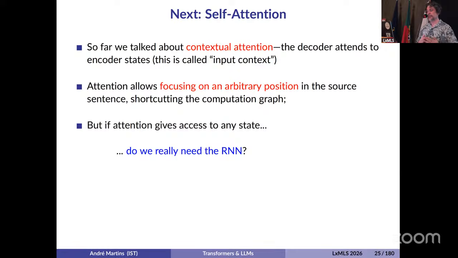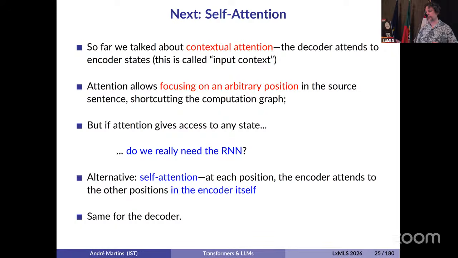But people started thinking, okay, if attention gives access to any state, if we don't need to propagate the state sequentially, as we typically do with an RNN, do we really need the RNN? Can we just use attention everywhere, right? That was what triggered interest in developing something like the transformers.